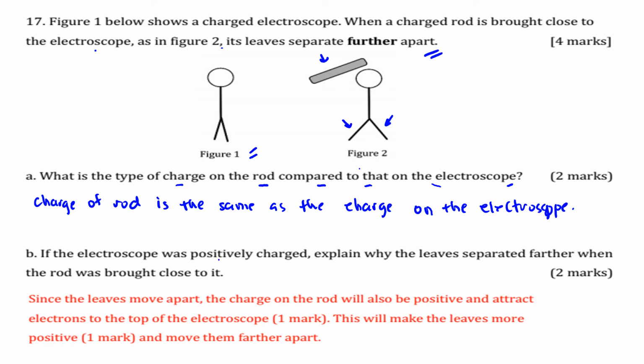If the electroscope was positively charged, explain why the leaves separated farther when the rod was brought close to it. So this is because if the electroscope was positively charged, the electrons coming from the leaves would go up towards the rod, leaving the leaves to be more positive. As a result, the leaves separated farther apart. Again, it's because the electrons of the leaves would go up towards the positively charged rod.